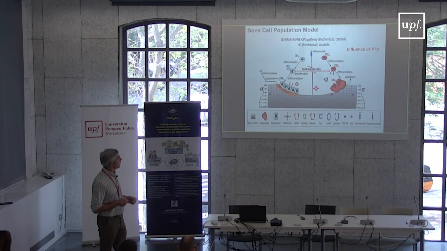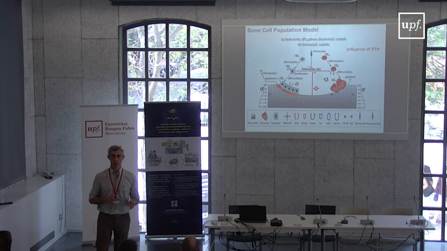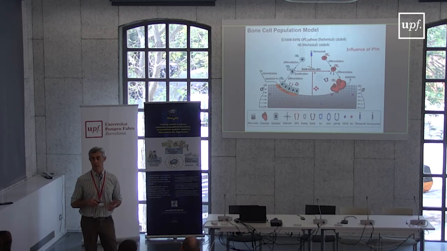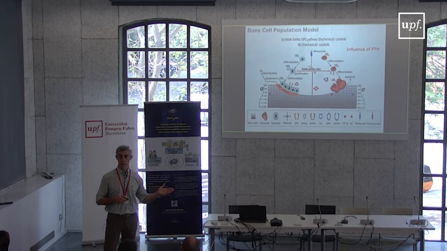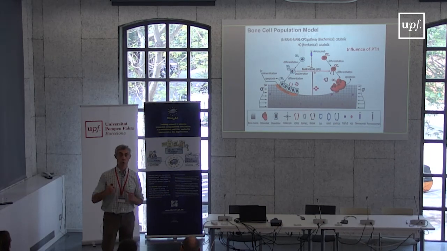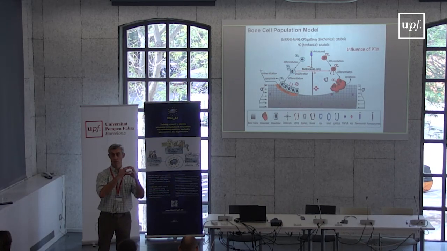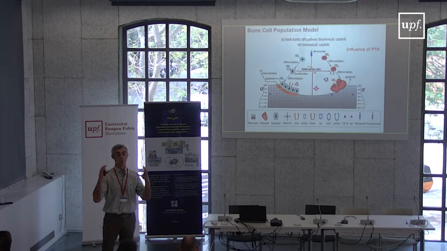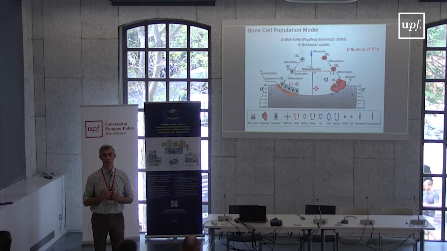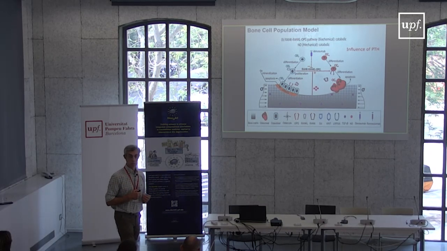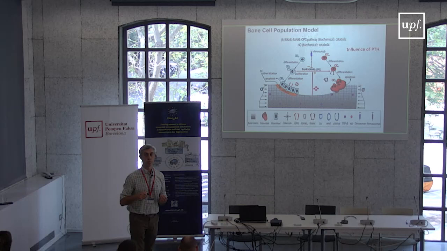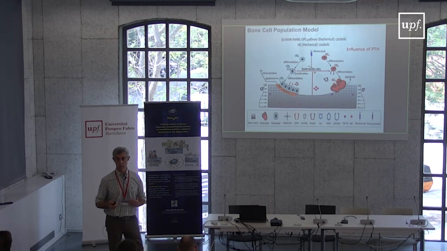And OPG is another protein which is secreted by active osteoblasts, which interferes in this signaling pathway. So OPG can also bind to RANK ligand, to RANKL. And if OPG binds to RANKL, then RANKL does not bind to RANK. So OPG is preventing the differentiation of osteoclasts. That's why they call it osteoprotegerin. It's protecting bone in some way.